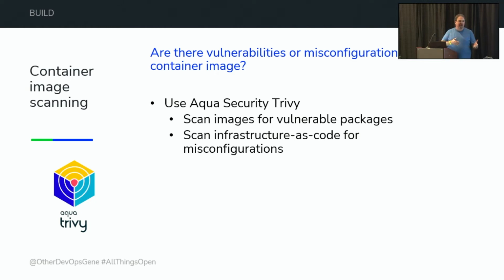Do I know there's a bug in this? Log4j is the classic example nowadays. Do I see Log4j on the system? Or I guess after yesterday, do I see that particular version of OpenSSL on the system that I might be able to upgrade? Trivy can be used in two modes.